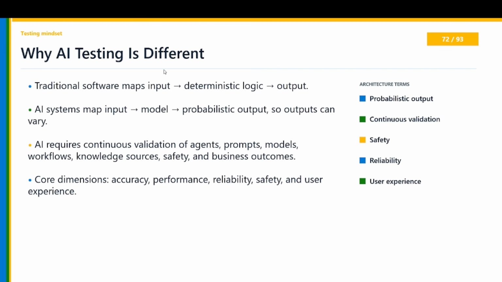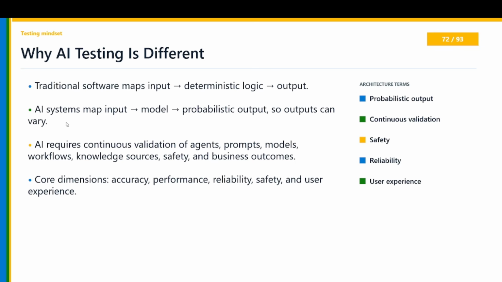So why is AI testing different from traditional software application testing? In traditional software, you map inputs to deterministic logic and to outputs. For example, if you build a machine learning model, you have the data that you are training on, and then you apply your training algorithm, and then you generate the output. So what you put into the system and the logic or the algorithm you apply will determine your output. That is in traditional software.